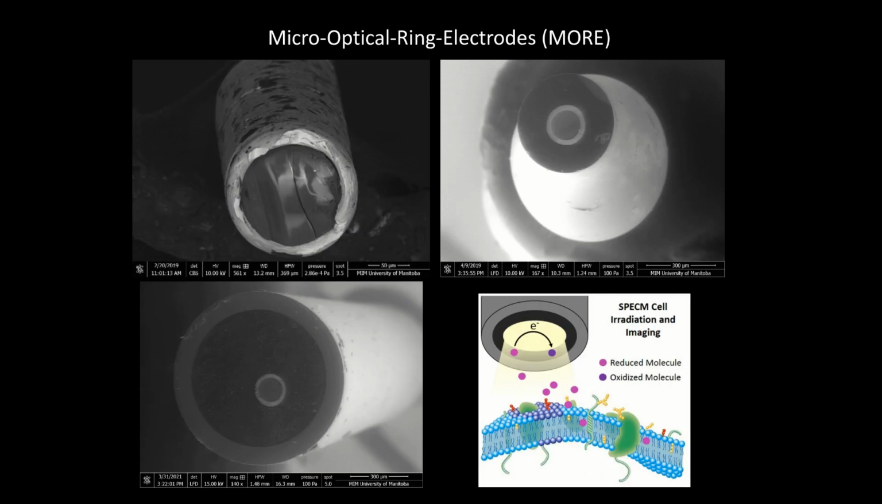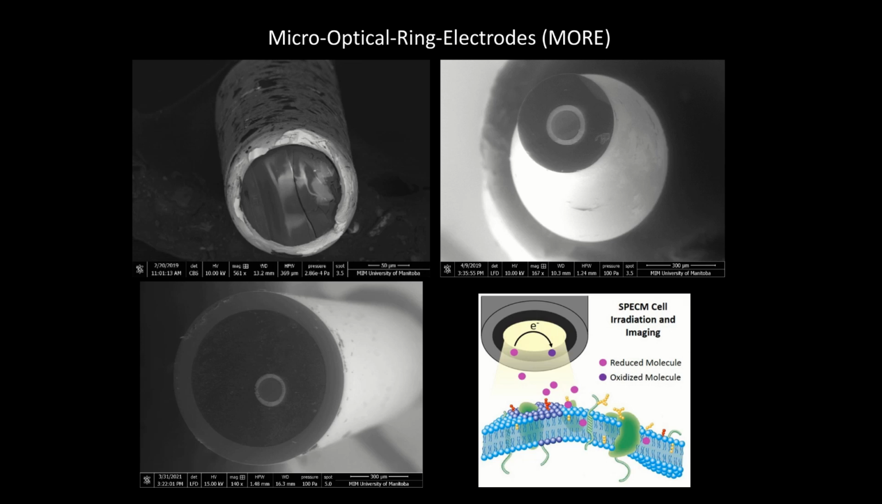All right, so the tips of these micro-optical ring electrodes can have various shapes. Here in the upper left image, you see just the gold-coated optical fiber that we then integrate into our electrodes and into our capillaries. And you see that we can produce conical shapes. We can produce rods at different sizes in diameter and position them then. The aim is to position them in close proximity to a biological membrane that's shown in the lower right-hand side figure and perform SPECM cell irradiation and imaging.